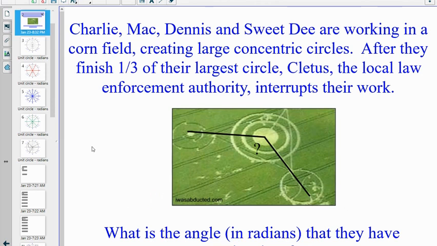Charlie, Mac, Dennis, and Sweet D are working in a cornfield, creating large concentric circles. After they finish one third of their largest circle, the local law authority interrupts their work. So the question is, what is the angle if they've done one third of one full rotation?